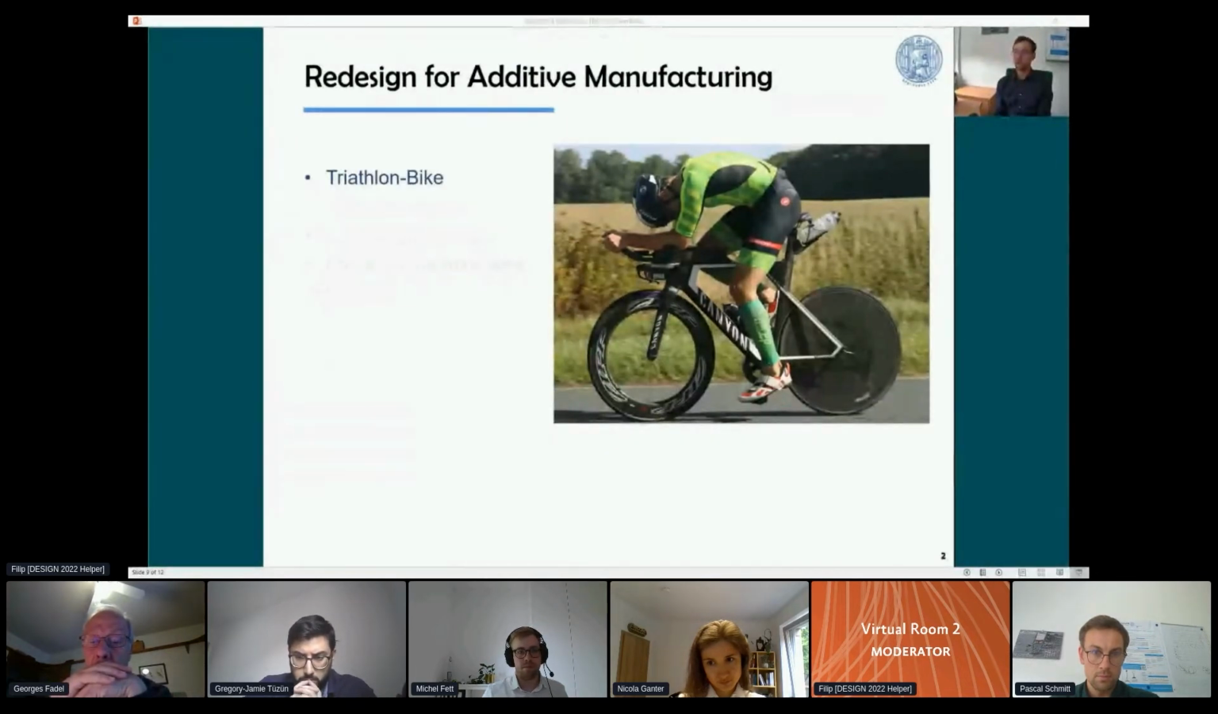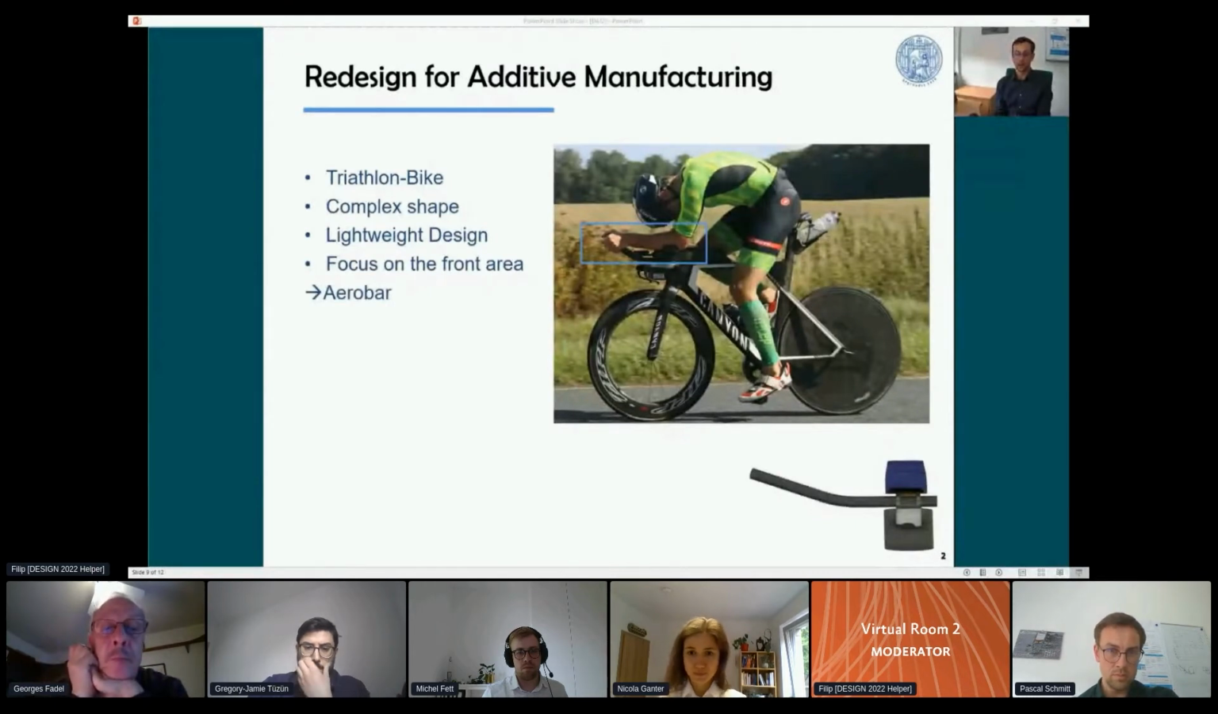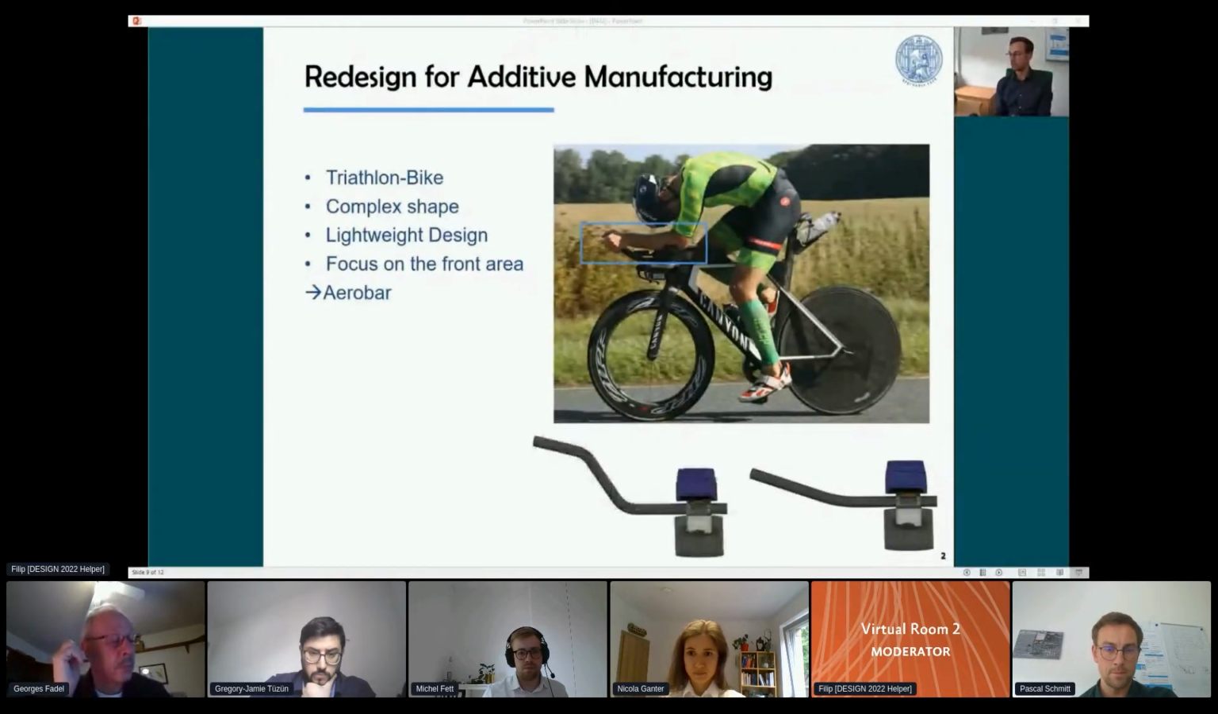Triathlon bikes have a quite complex shape, and they are already in lightweight design. We focused on the front area, which is called aero bar and supports the driver in getting in an aerodynamic position. Separated, this system can look, for example, like this on the bottom right, like this, or like this, depending on the anatomy of the rider.